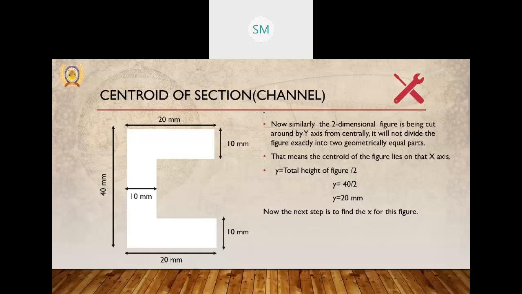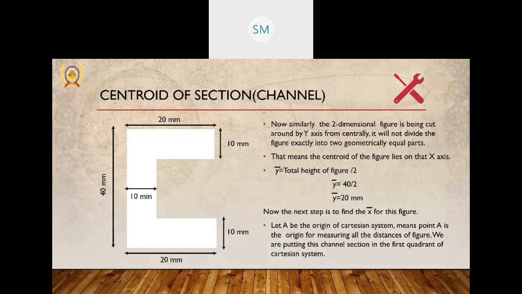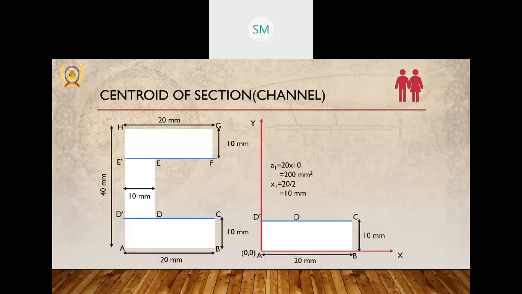Now we have to calculate x bar. So we divide the complete figure into known shapes. Here the known shapes are rectangles, and we are dividing it into three rectangles. One rectangle is A, B, C, D dash. The second one is D dash, D, E, E dash. And the third one is E dash, F, G, H.